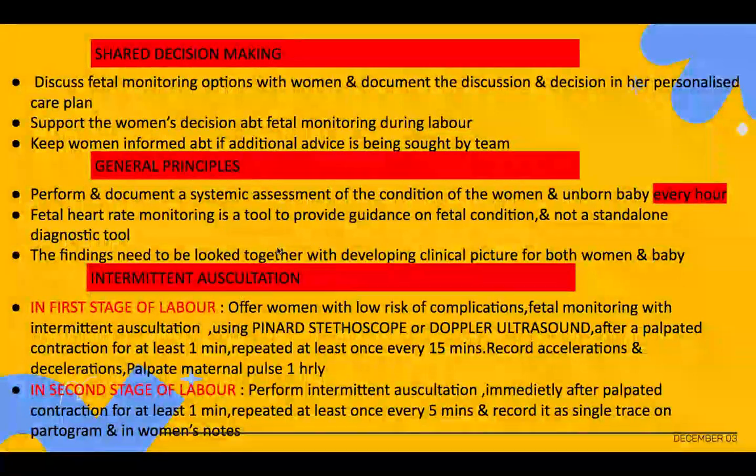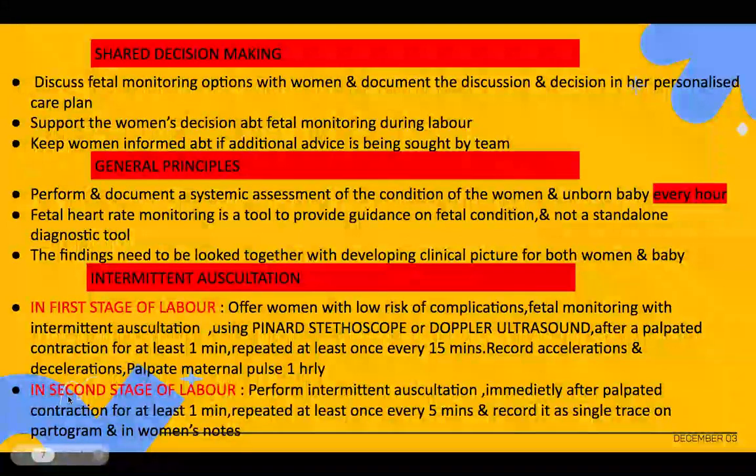Okay, so the methods from which we can measure the heart rate of the baby are intermittent auscultation and continuous monitoring, right? So what are the indications for intermittent auscultation? When will we do it in the first stage of labor, and when do we have to do it in the second stage of labor?